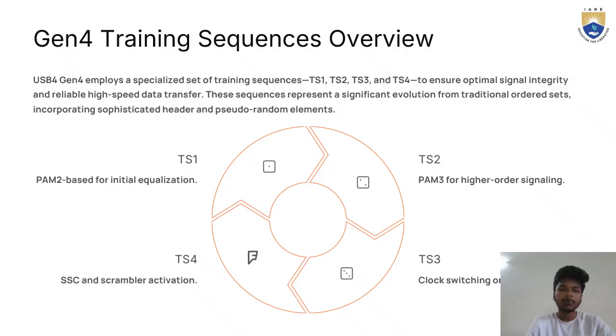This involves TS1, 2, 3, and 4, in which first, TS1 is PAM2 based for initialization equalization, and the second is for PAM3 for higher order signaling, and the third one has SSC and scrambler activation, and the fourth one is clock switching. This is about the Gen 4 training sequences.